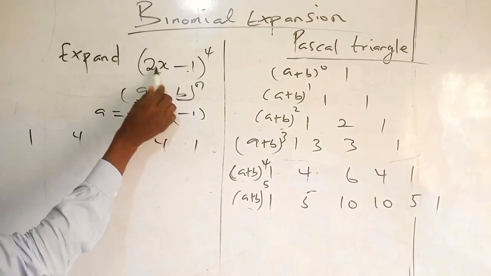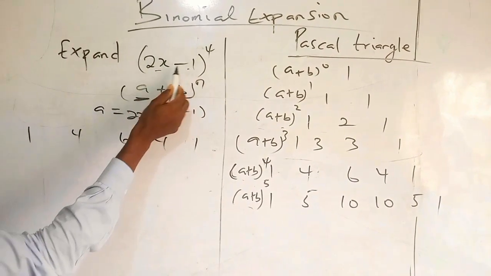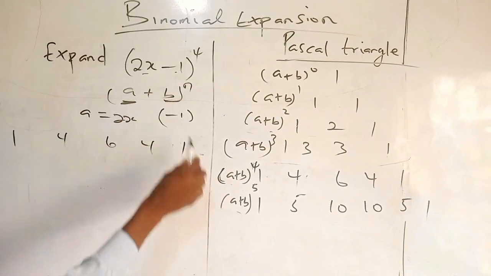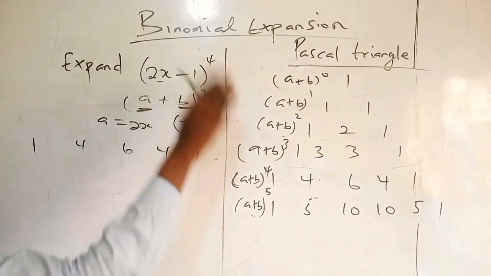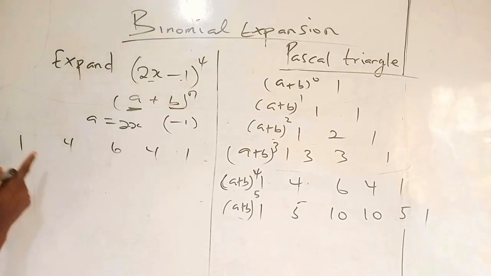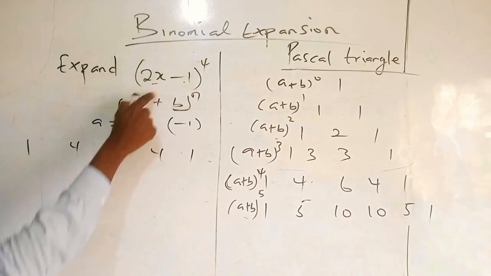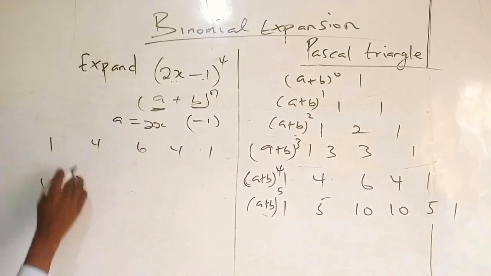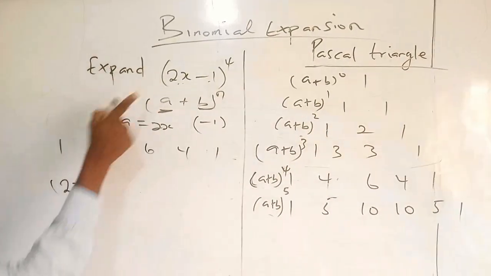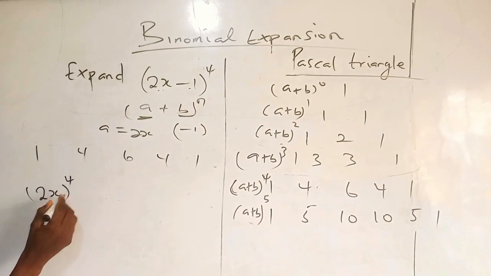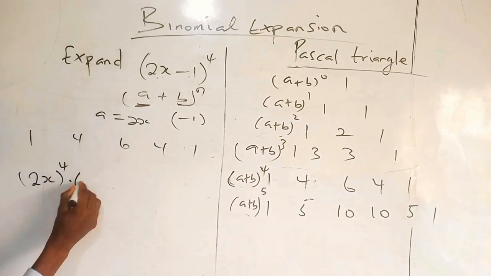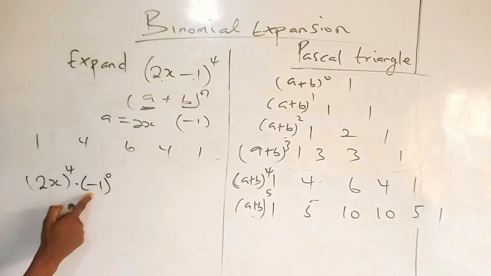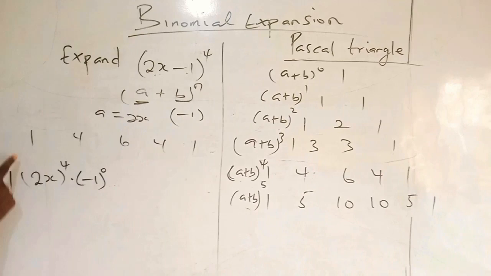And we know that for the first term, the power reduces, and for the second term, the power increases. So let's take that one. For the first one, which is 2x, the value of the power reduces, so it starts with 4, times minus 1, which is b, and we are starting this with power 0. What's the coefficient here? Times 1.